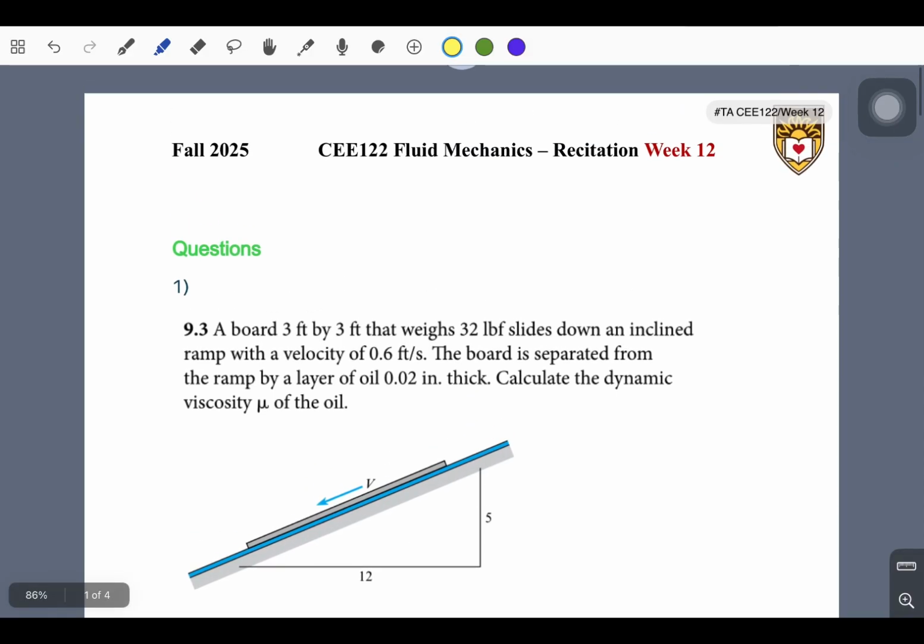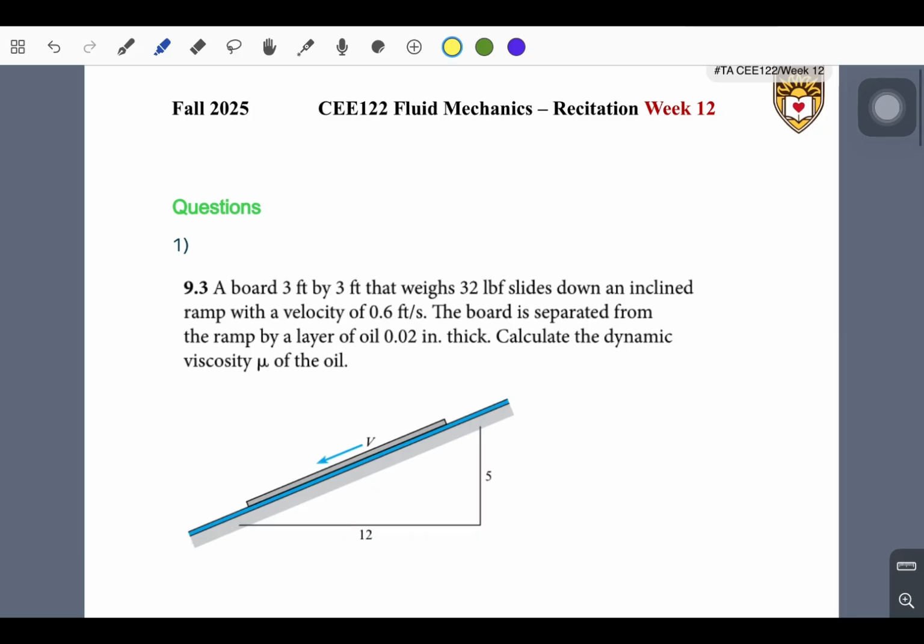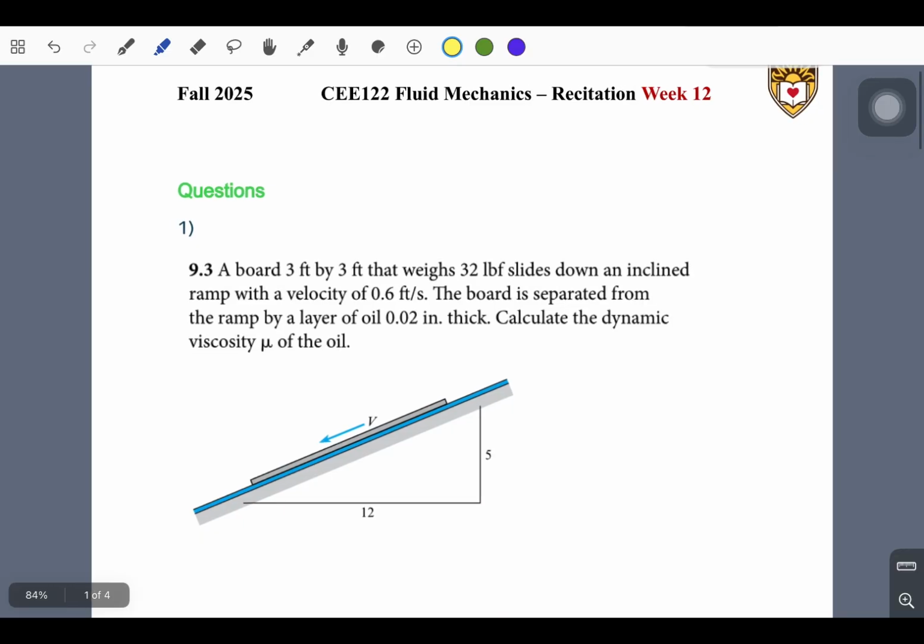Welcome to Recitation session for fluid mechanics. This is week 12. This week we will have 4 questions, and these are questions from chapter 9. So let's get started with the first question.